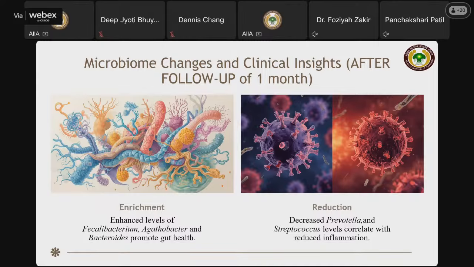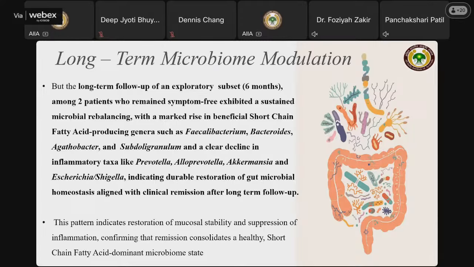And even in the follow-up after a month, we could find that the long follow-up also showed sustained results of these enrichment of bacteria which was present inside the patient. So the long-term follow-up was done on a subset who never showed any remission symptoms, and we could find these bacteria were really stronger, and inflammatory taxa like Prevotella were indicating lesser presence. So durable restoration of gut microbial homeostasis was aligned with the clinical remission, and this pattern indicates the restoration of mucosal stability and suppression of inflammation, confirming that the remission consolidates healthy short-chain fatty acid dominance.